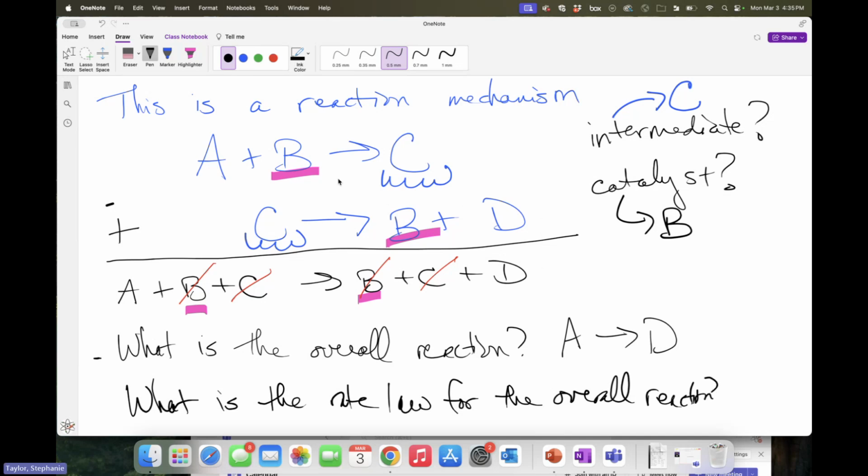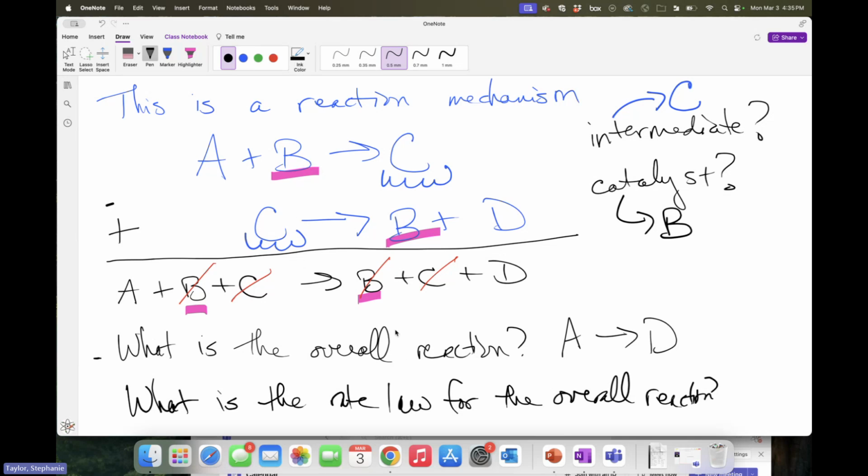Here's a weird thing about catalysts. Because catalysts control the rate of the reaction, the rate determining step has to be the one with the catalyst. So even though there's no fast and slow written here, the rate determining step has to be the one with the catalyst. We already identified that we have one.